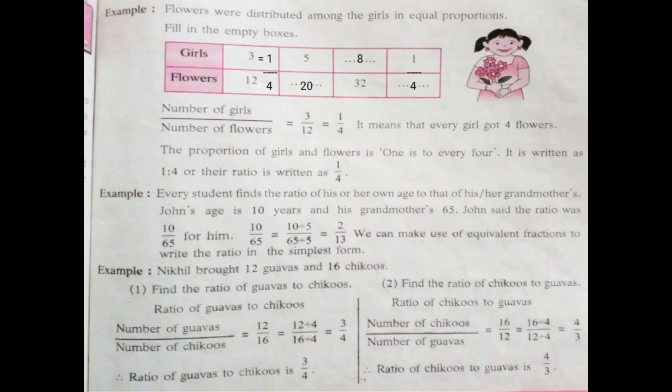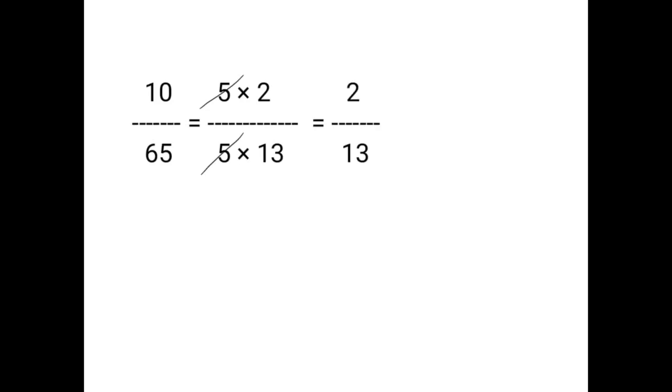We will do the second method. This is the first method. 10 upon 65 is going in the same table 5. That is 5 2s are 10 upon 5 13s are 65. 5 get cancelled. So what will remain? What is the ratio? 2 upon 13. So the ratio form of 10 upon 65 is 2 upon 13.